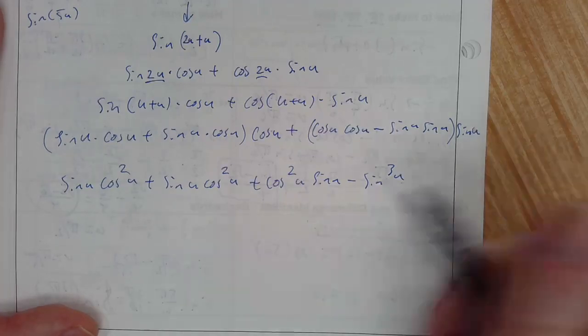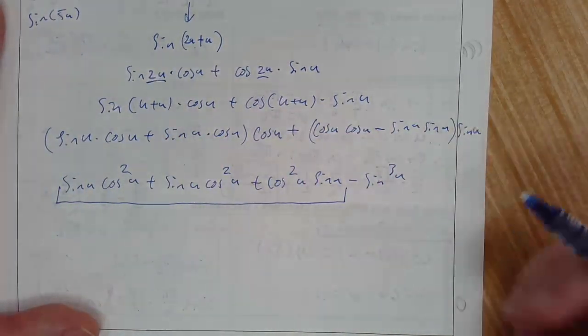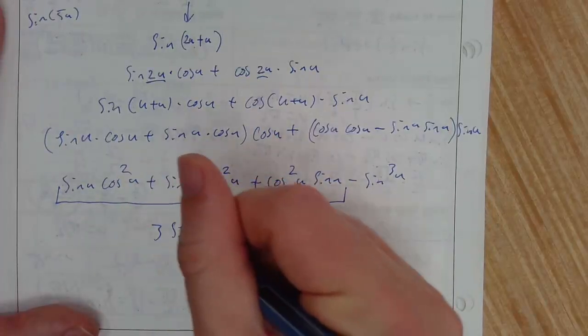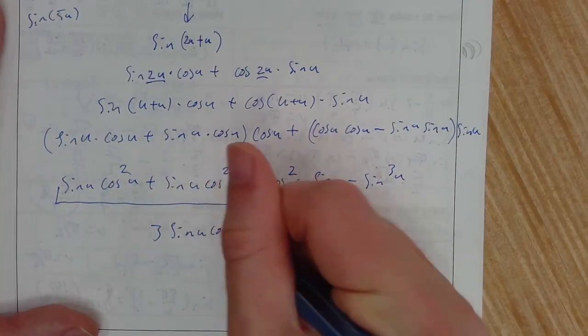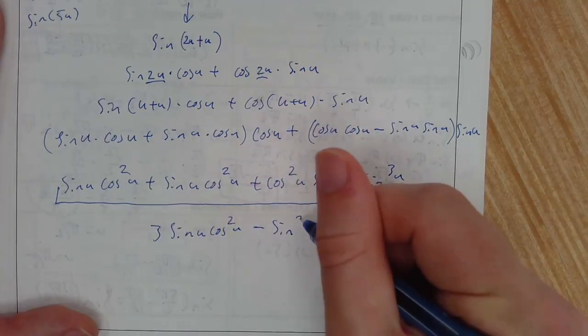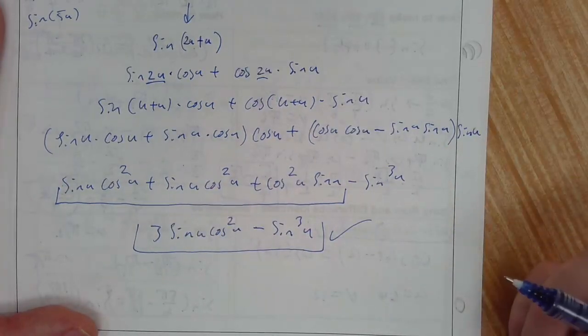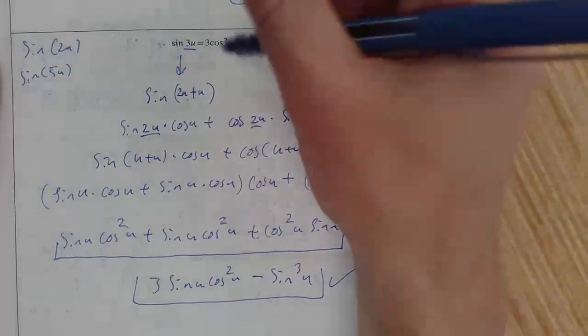If you look at this, notice that these three are all the same term. That means we can just write it as 3 sine u cosine squared u. And this will stay by itself, minus sine cubed u, and we are done. This is what we wanted. So you went back up to the top, that's what we wanted at the beginning.